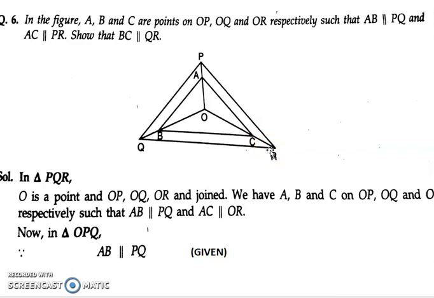So, in the given two triangles, I have already been given two parallel lines. In those two triangles, I have applied BPT, equated the ratios, and I got OB by BQ is equal to OC by CR. So, here I will be applying converse of BPT and proving BC is parallel to QR.